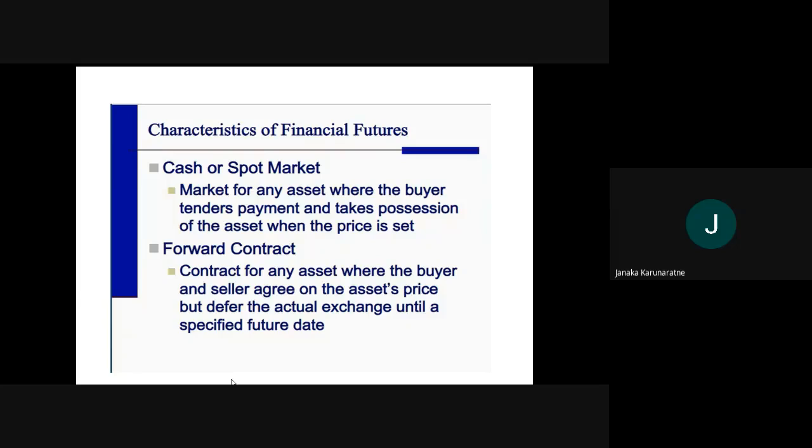So basically the difference between a cash market, the spot market, and the forward market is that in a forward market we agree the price today. Today we say, okay, I will buy gold at whatever price, maybe 8,000 rupees, but the transaction will only take place on this date, 6 months' time, and the price is agreed today. So that's typically a forward contract.